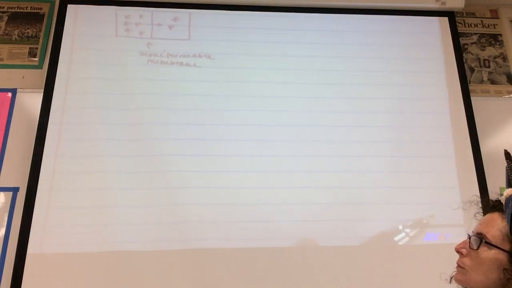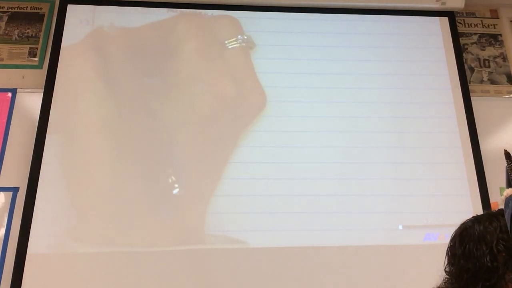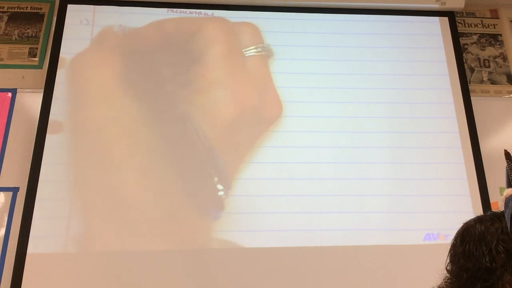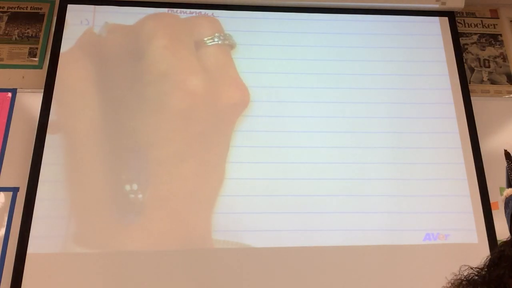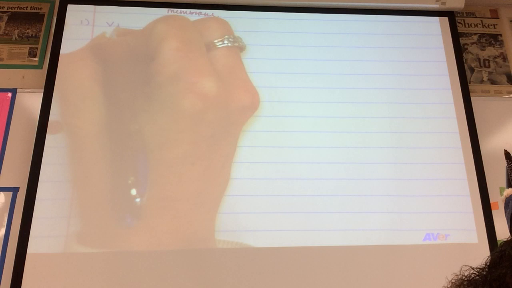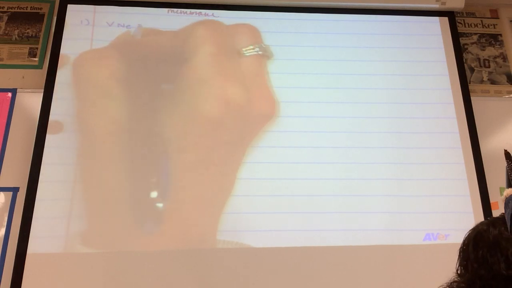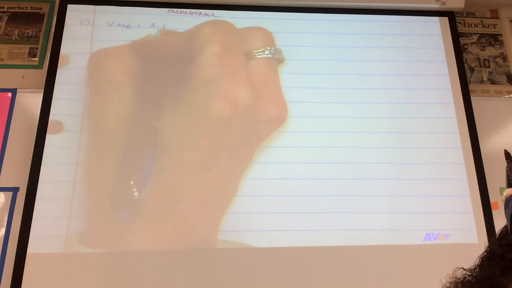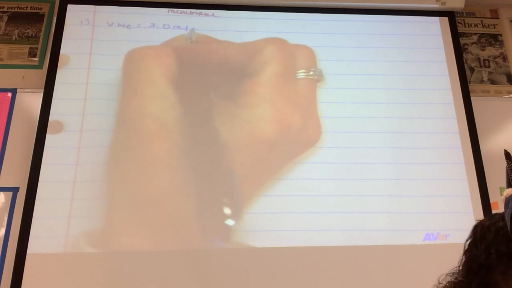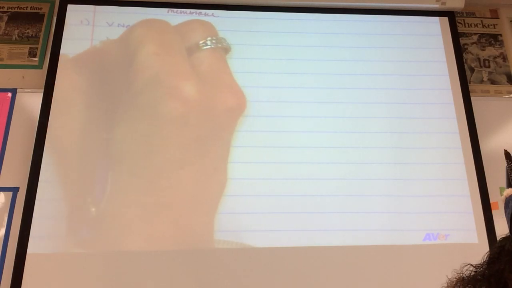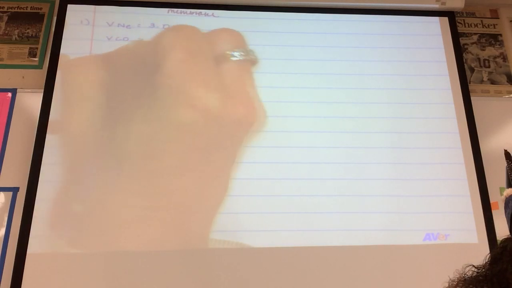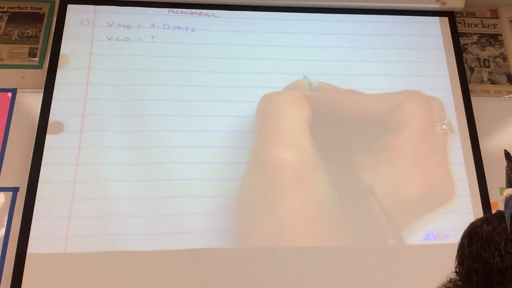So let's take a look here. The rate that neon effuses, or the velocity lowercase v of neon, is 3 meters per second. We want to know the velocity of carbon monoxide. You have to be able to write the formula right.